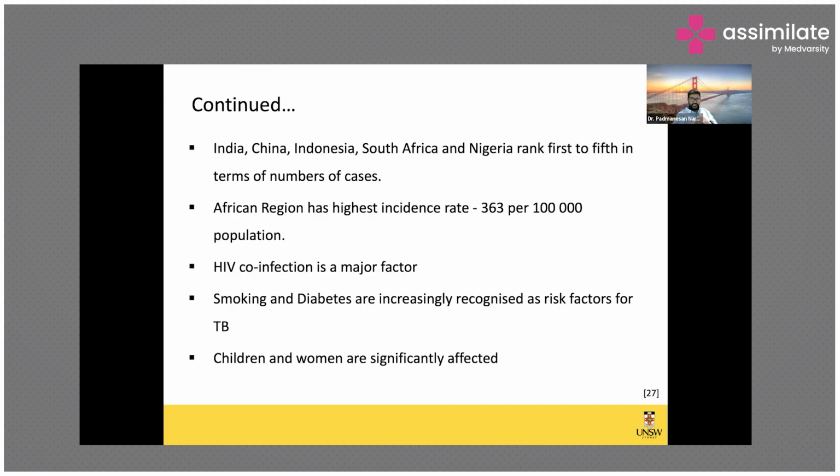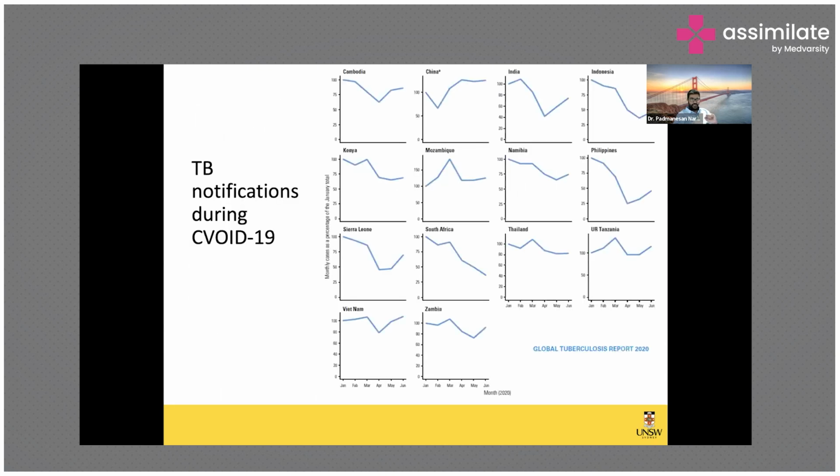If you ask which country is the number one burden country in the world, unfortunately, India ranks number one in the global picture. Of about 10.6 million cases, 3 million cases occur in India alone. And then we will talk more about that.